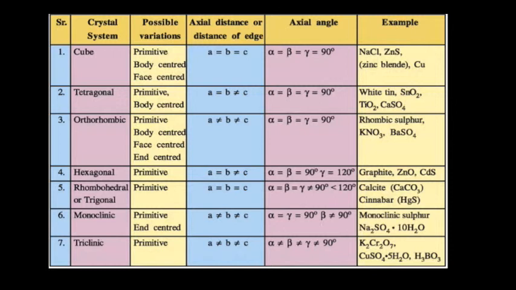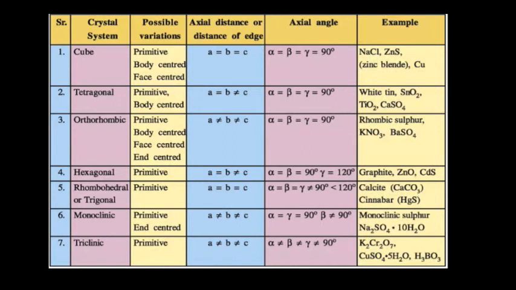Monoclinic, possible variation, primitive and centered. Axial distance, A is not equal to B is not equal to C. Alpha is equal to gamma is equal to 90 degrees. Beta is not equal to 90 degrees. Example, monoclinic sulfur, Na2SO4.10H2O.